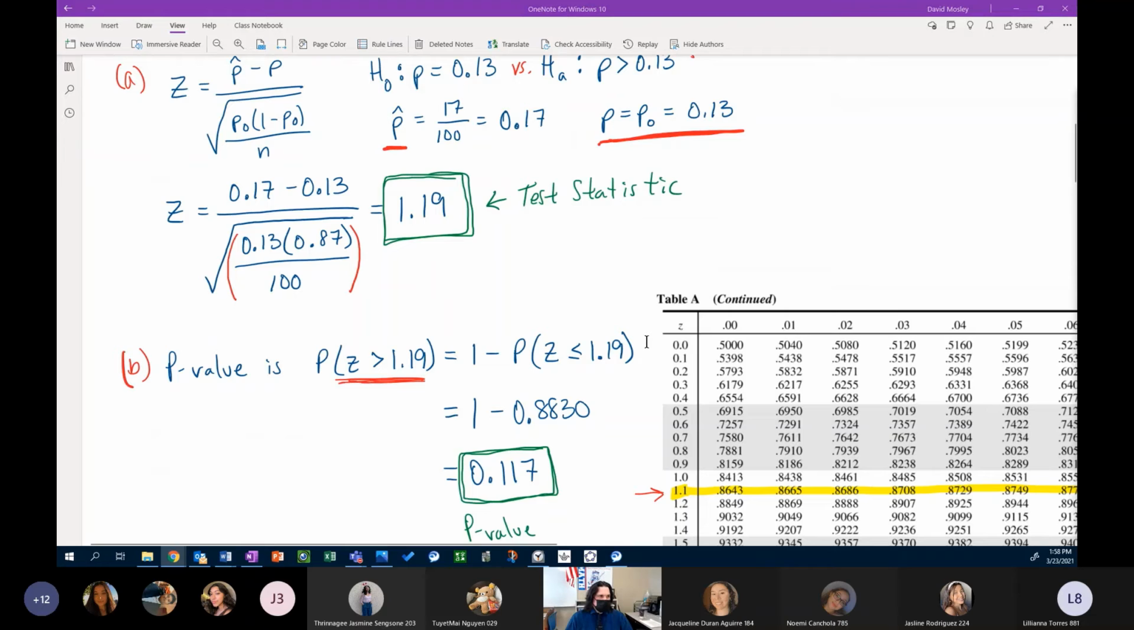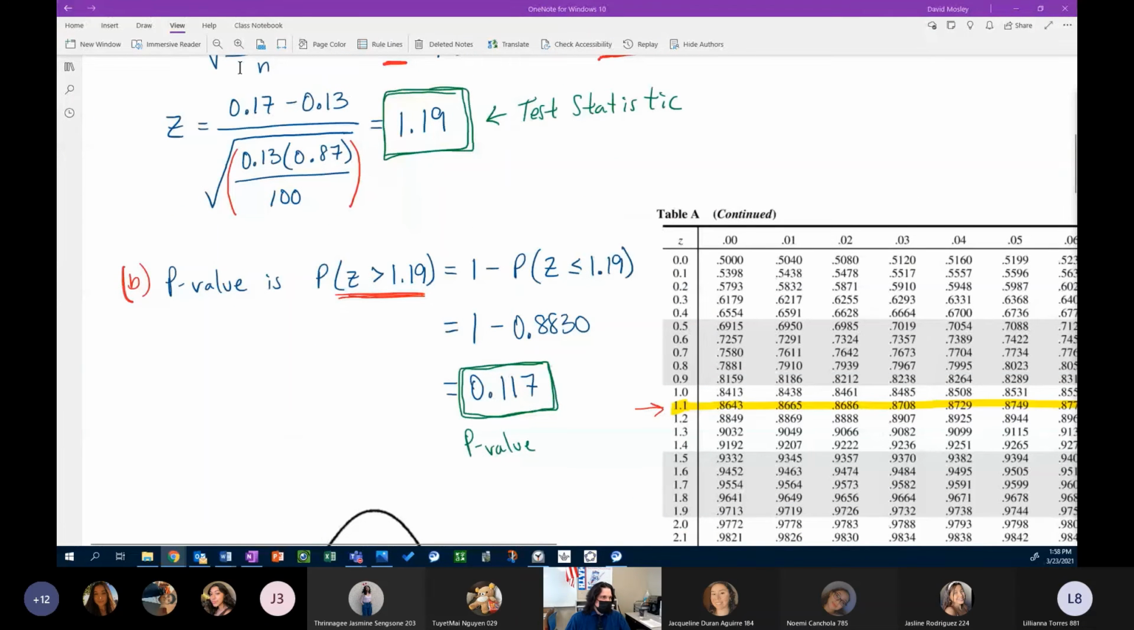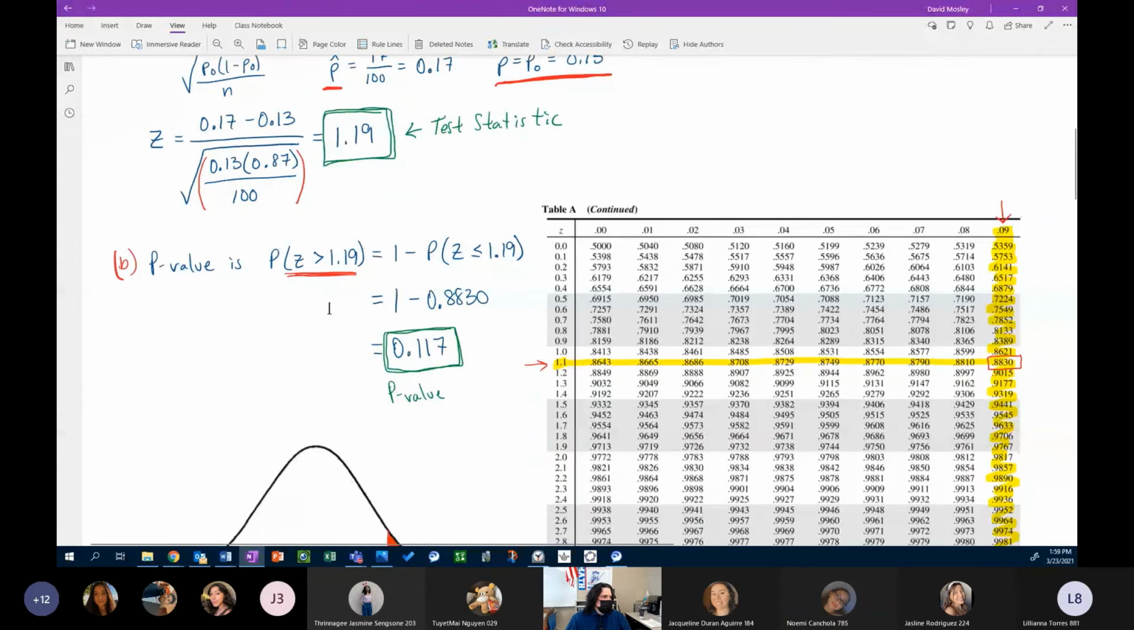So then the next part, part B, we're finding the p-value. The p-value is the probability that Z is greater than 1.19, and that's based on our alternative saying that we are greater than the null hypothesis. So what's the probability of getting a Z score greater than 1.19? Well, that's equal to 1 minus the probability of Z being less than or equal to 1.19. We have to do this step because table A only gives me less than values. It's not going to tell me the proportion under the curve greater than a certain number. It only tells me less than.